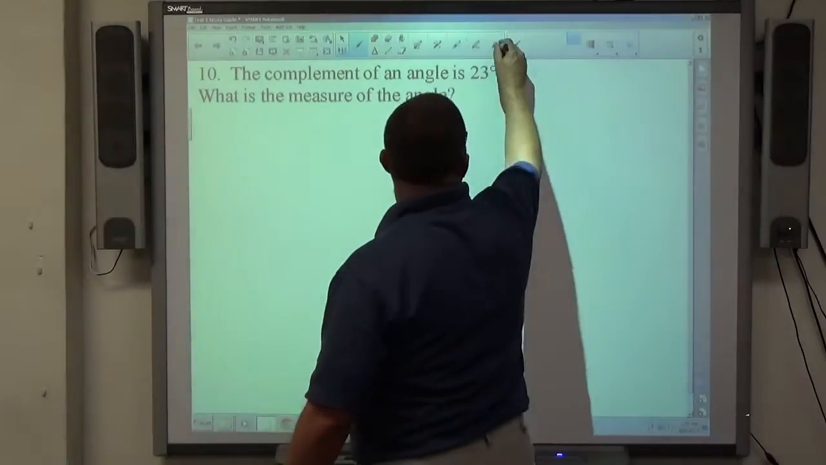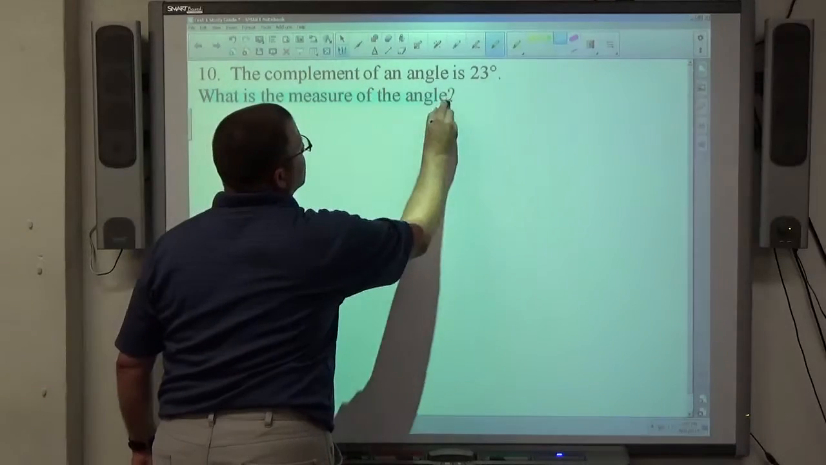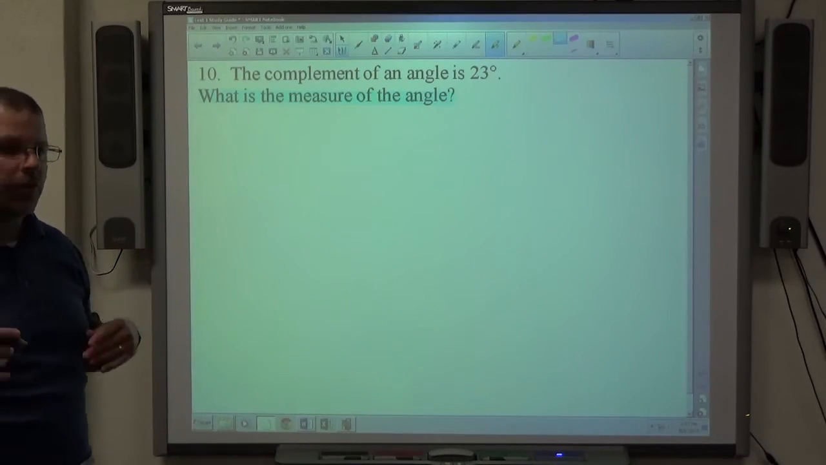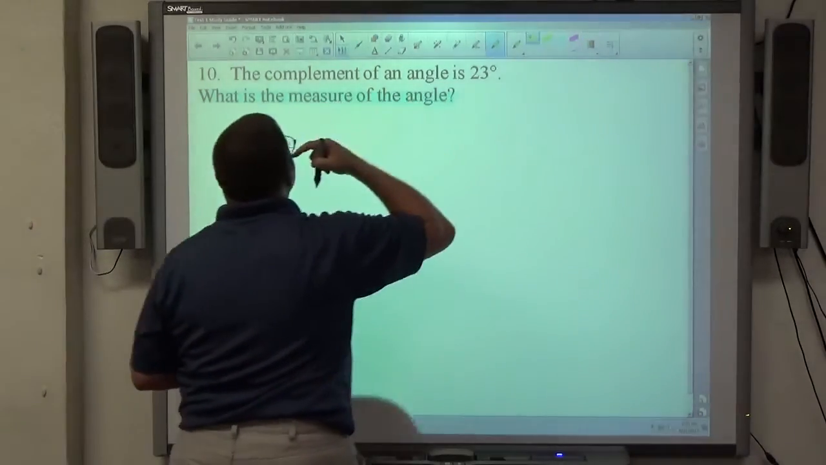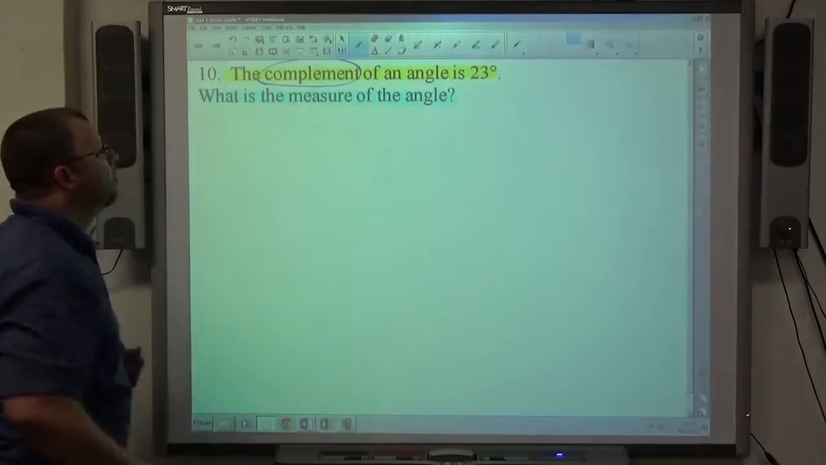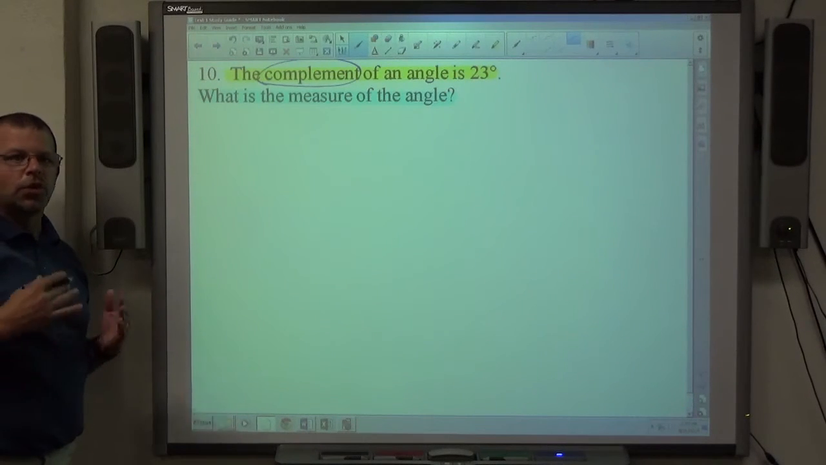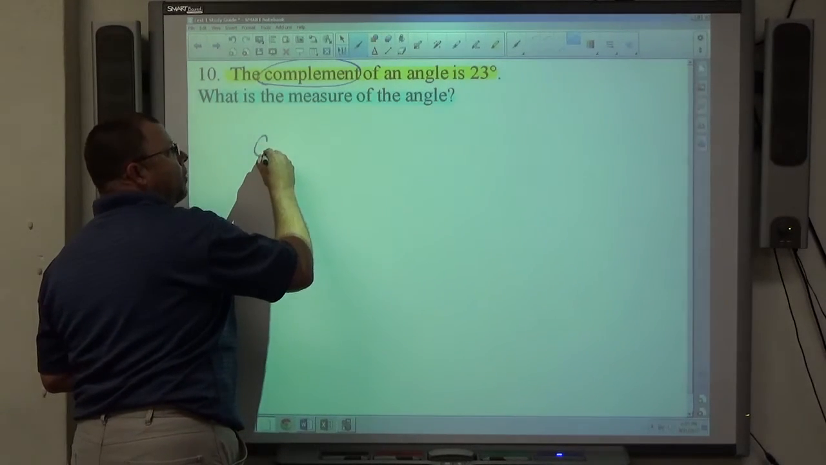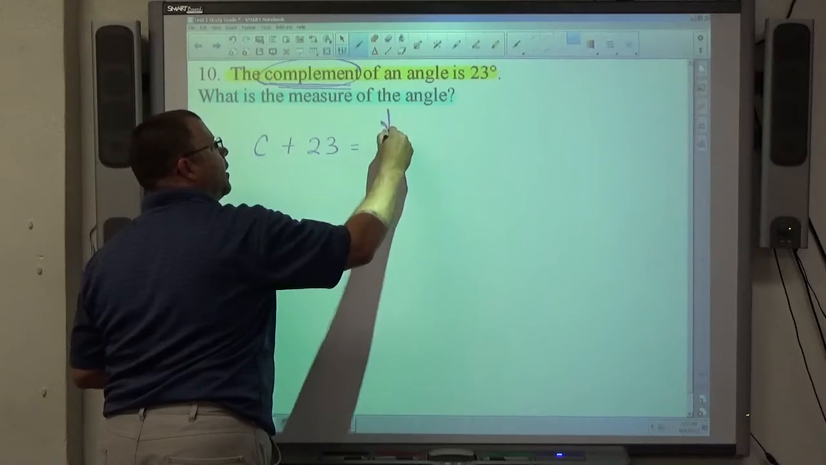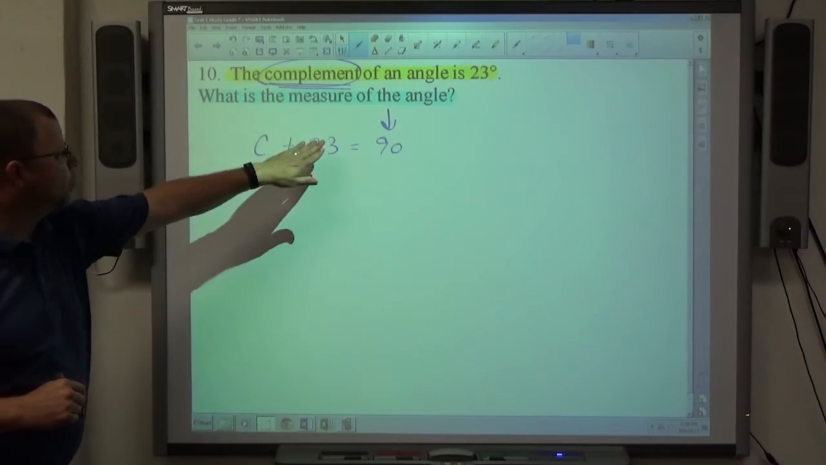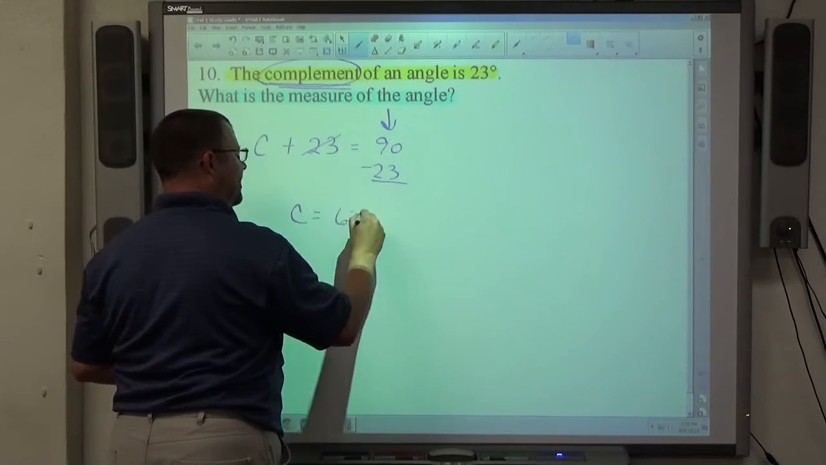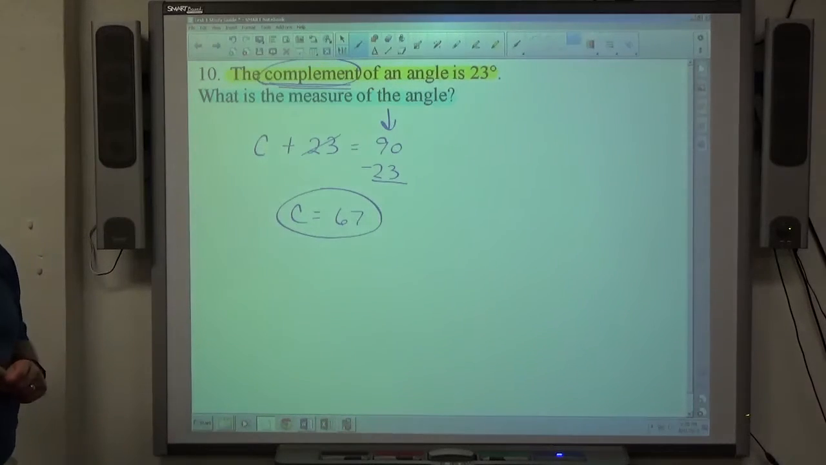Number 10. It's asking us to find the measure of the angle. If they're asking us to find the measure of an angle, I need to know what properties or characteristics this angle has in order to find out what it is. It says the complement of an angle is 23 degrees. This word complement means that two angles add up to 90 degrees, which means the complement that I'm looking for plus the angle they gave me should add up to 90 degrees. Because again, complementary angles add up to 90 degrees. What I don't know plus what I'm given equals 90. Subtract 23, we end up with C is equal to 67, would be the answer to that problem.